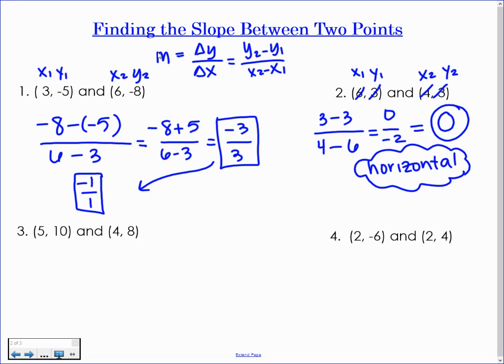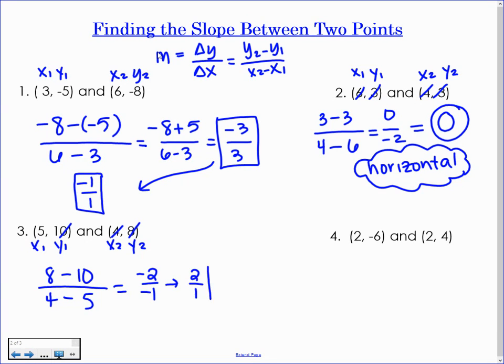Okay, question 3. Same idea. So let's do x1, y1, x2, y2. Let's subtract them. So we have 8 minus 10 all over 4 minus 5, which would give us -2 over -1, which can be simplified further to +2 over +1. Good. And last one, number 4.